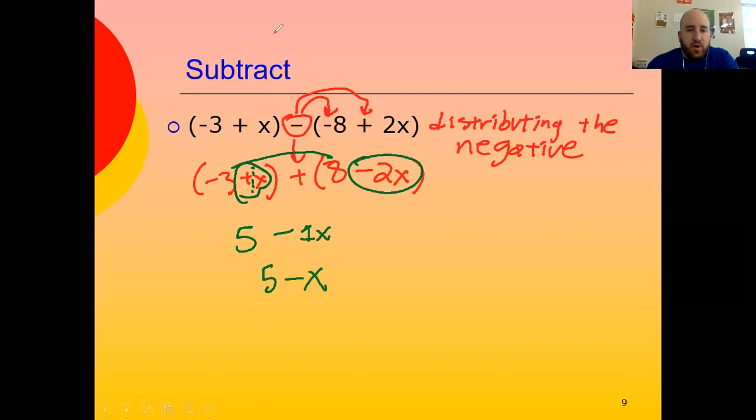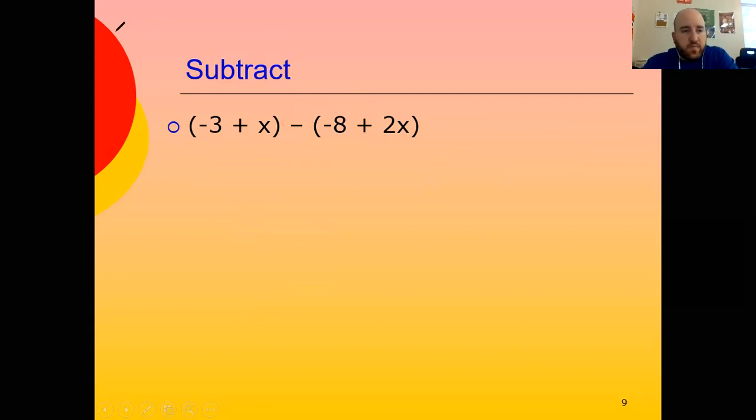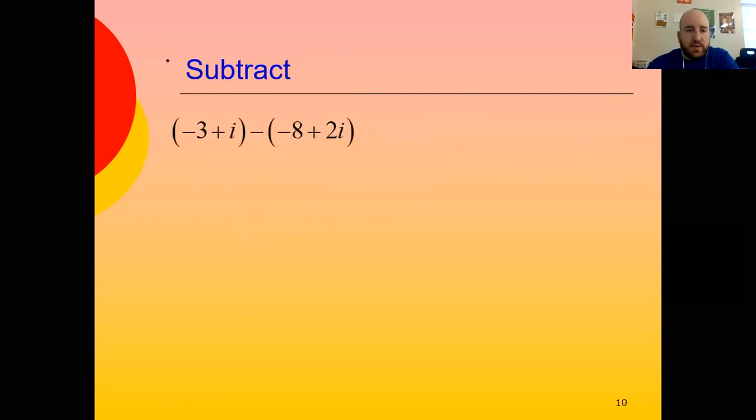All right. So, next problem, we're doing the same thing we did with the addition. We're just replacing the X's with the I's, with the imaginary number, but nothing else is changing. So, again, the idea is showing you that your rules that you already know, again, combining like terms, distributing that negative, we still do the exact same things with these, okay?